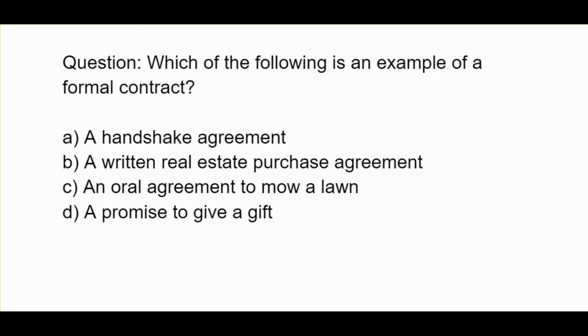Which of the following is an example of a formal contract? A, a handshake agreement. B, a written real estate purchase agreement. C, an oral agreement to mow a lawn. D, a promise to give a gift.